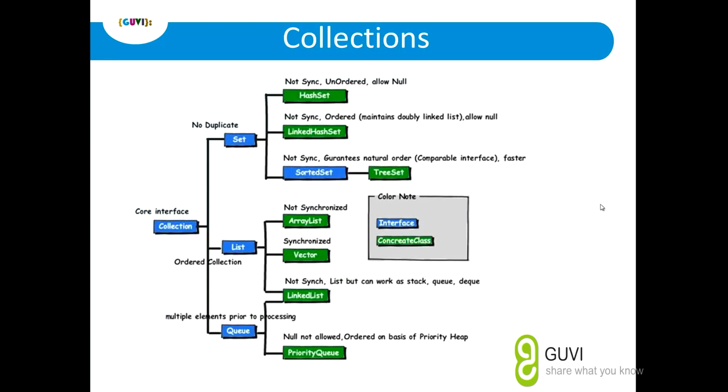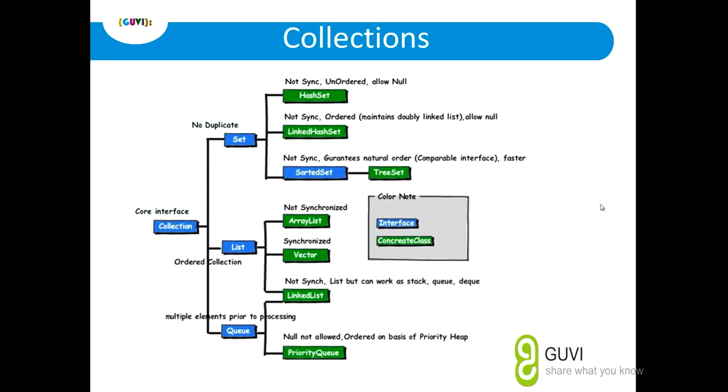Then list is nothing but a list of items and it can be either synchronized or non-synchronized. So it can be an ArrayList, a LinkedList, or Vector. Then queue is nothing but a list again, but follows the first in first out concept. Likewise, set can be a HashSet which is unordered, or a LinkedHashSet which is ordered, and also can be a SortedSet.